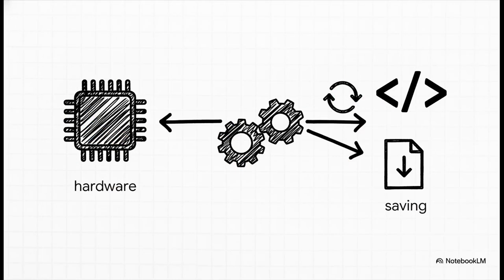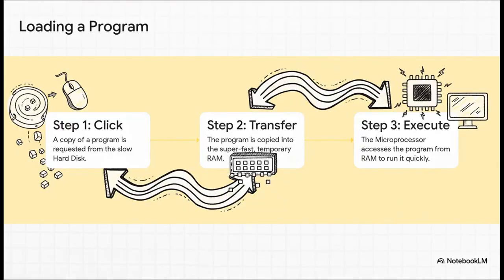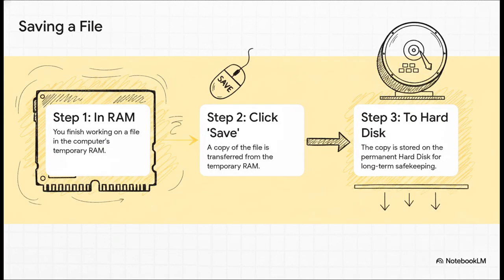All right, let's see how this all comes together in two things you do every day: loading and saving. When you load a program, a copy gets pulled from the slow hard disk into that speedy RAM for the processor to use. And saving, it's just the reverse. Your work gets copied from that temporary RAM back to the permanent hard disk.